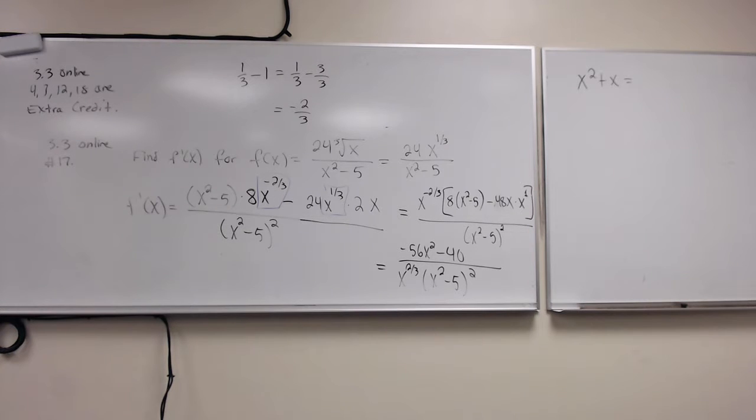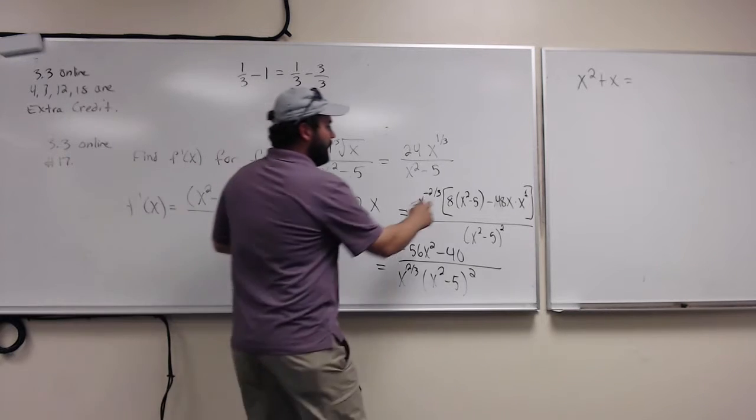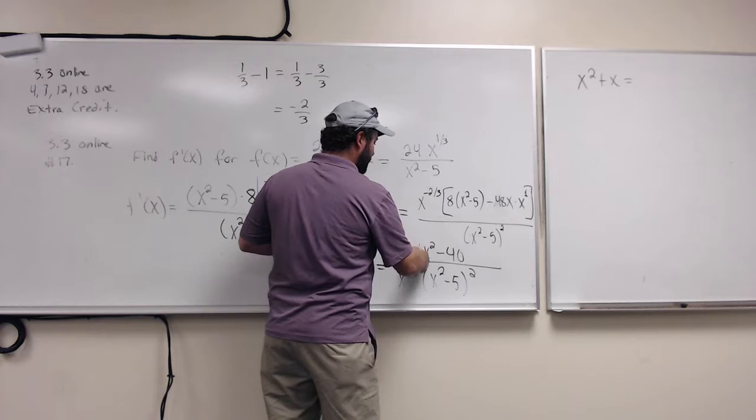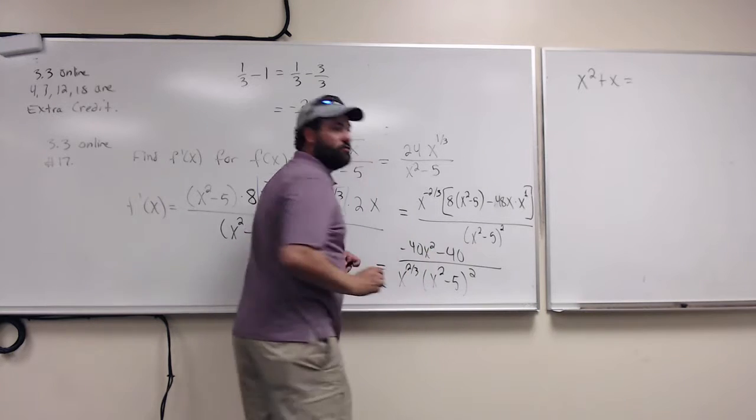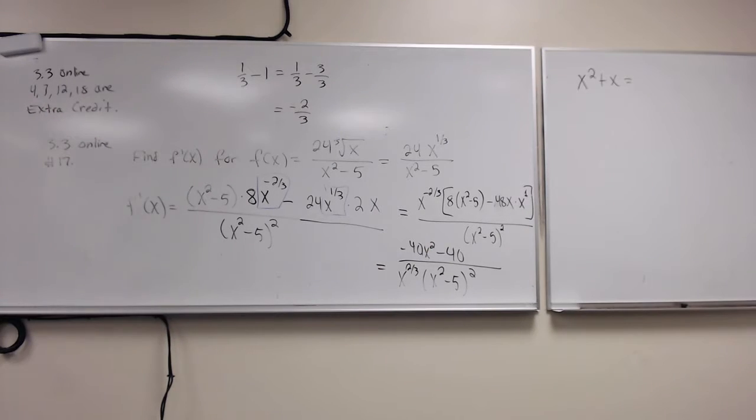Unless I made a mistake somewhere. No, that looks. No, I did though. 8x squared minus 48 is really minus 40. Yeah, that's what most of the answers look like.